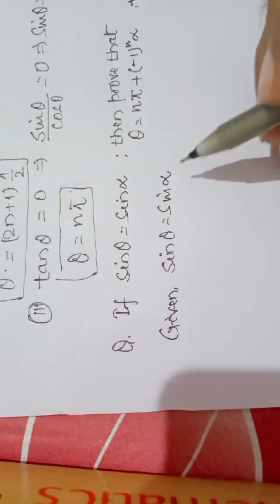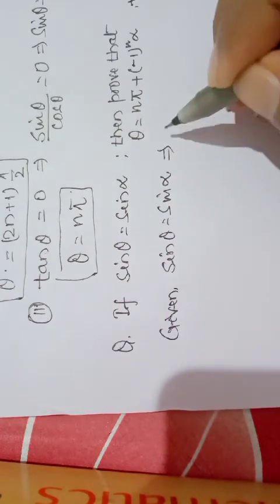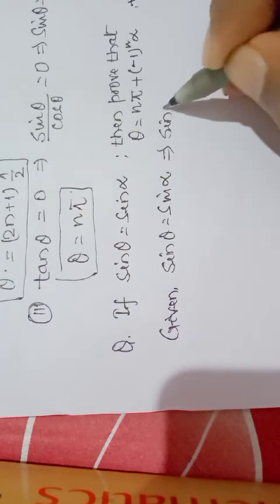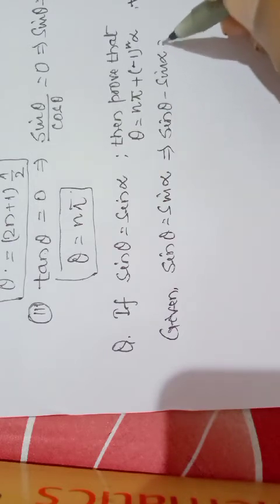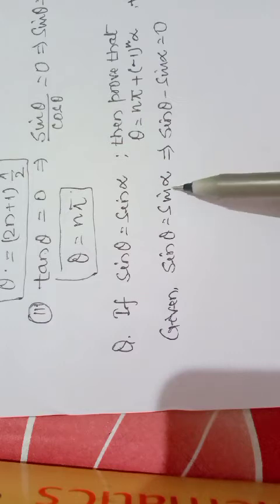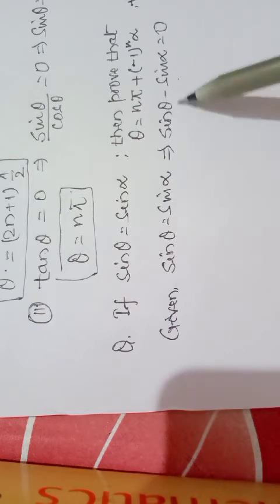Sine theta is equal to sine alpha means sine theta minus sine alpha is equal to 0. Make this term into the left side: sine theta minus sine alpha is equal to 0.